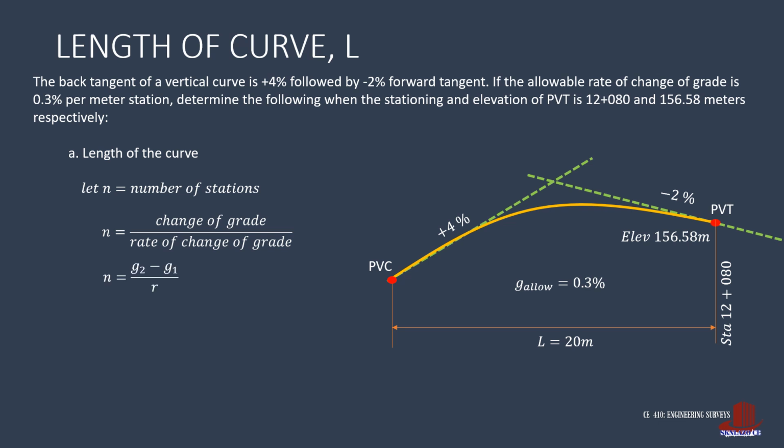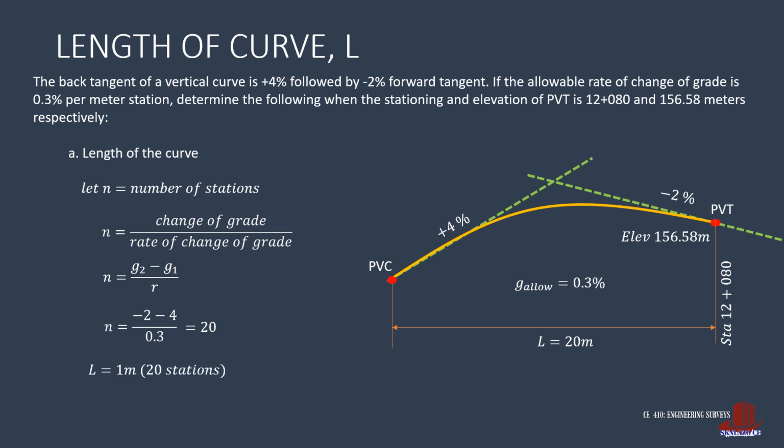The change of grade is G2 less G1, as they are in opposite directions. Then divide these by the rate R. N is negative 2 minus 4 upon 0.3, which shows negative 20. Take note that there is no negative number of stations, and the negative in the grade only shows that it runs downward. N is then 20 stations.